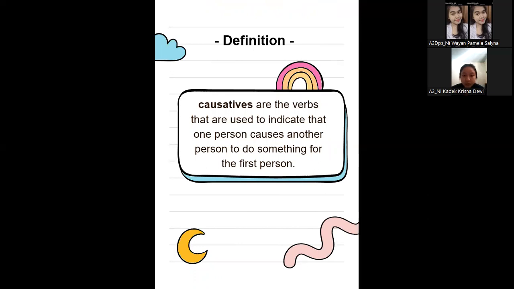Causatives are the verbs that are used to indicate that one person causes another person to do something for the first person. One can cause somebody to do something for him or her by asking, paying, requesting, or forcing the person.